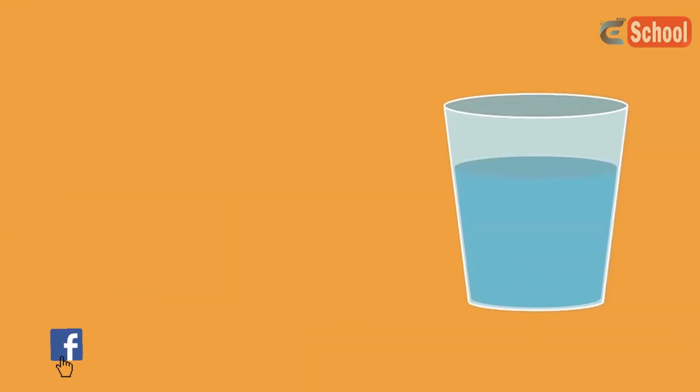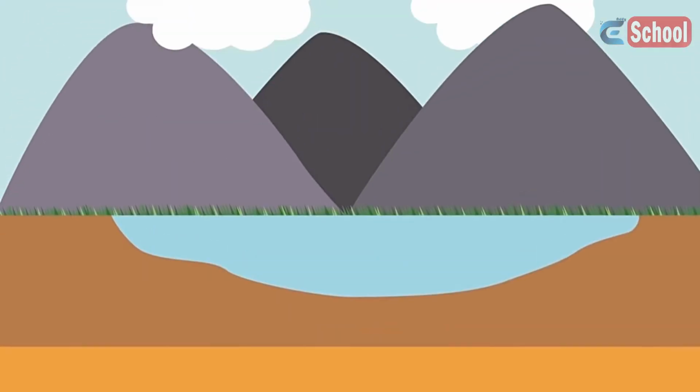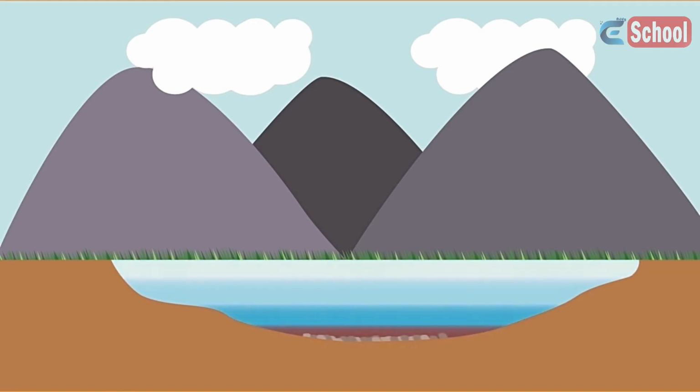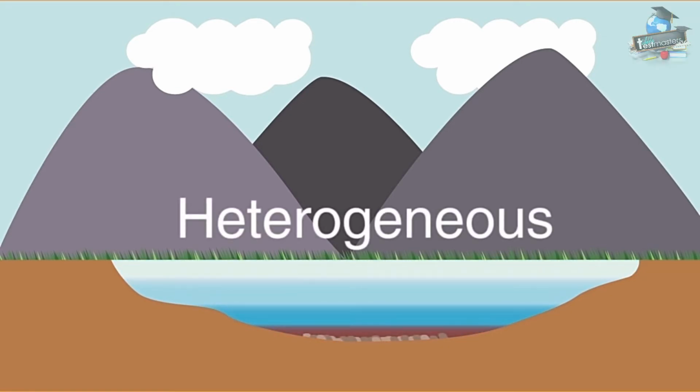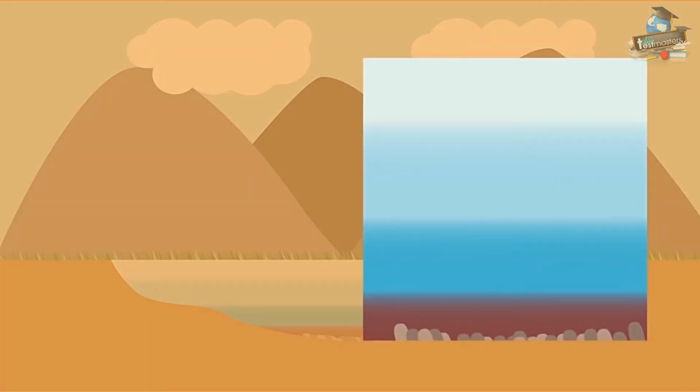A glass of water is very small and is only in contact with the glass, but even a shallow lake, which is much larger, is likely to contain different layers of water. We call these layers heterogeneous, which means not well mixed. So these layers will have differing characteristics.